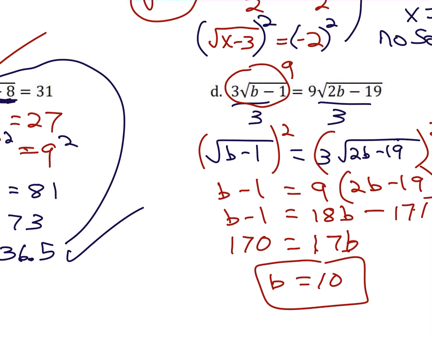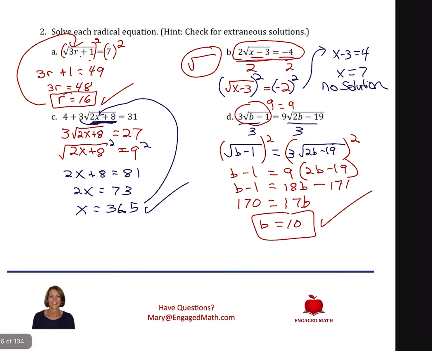On the right side, we're going to get 20 minus 19, which is the square root of 1, which is 1. 9 times 1 is 9. Both sides work. b equals 10 is a valid answer.